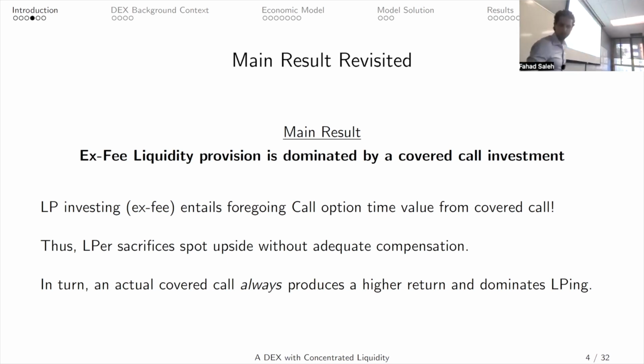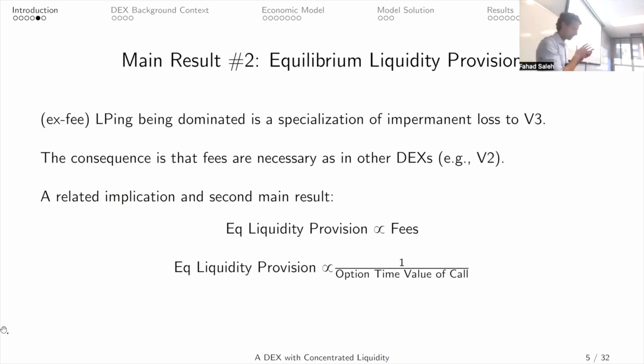So let's see. There's a second main result that pairs with this first point, right? The first point is, yes, providing liquidity to Uniswap v3 in the absence of fees is a dominated strategy. It's essentially a covered call option without the time value that you get if you were to actually set up a covered call option. And so we need to essentially compensate people for the fact that they're sacrificing that time value.